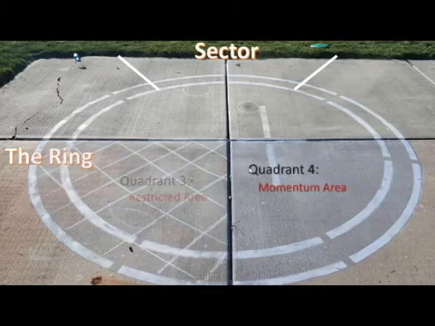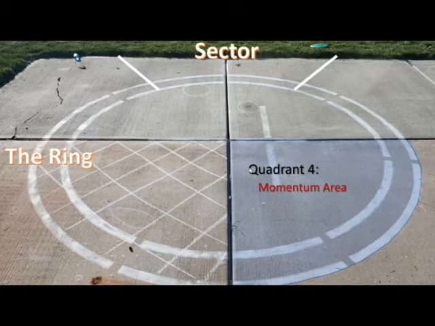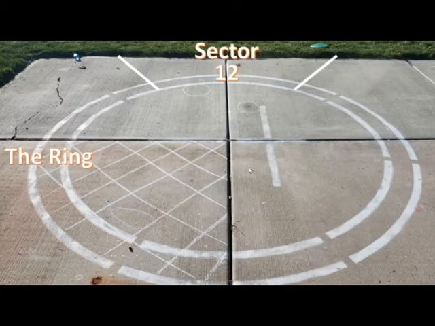Quadrant 4, I like to call the momentum area. This is the area in which you're going to start to gain momentum so that we have some force behind our throws. I've also divided the ring into a clock.